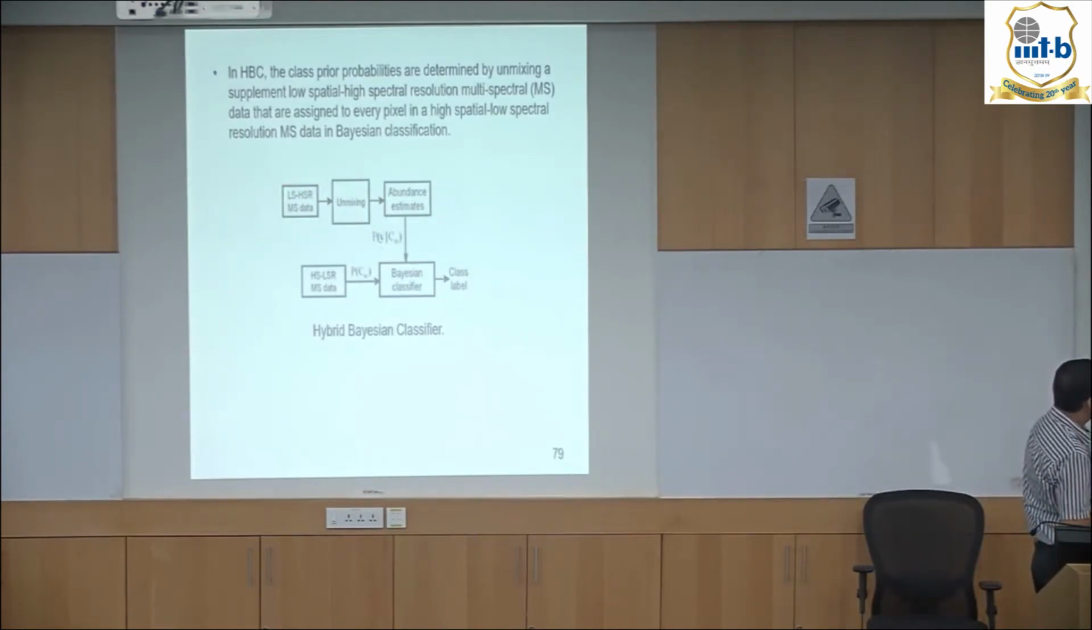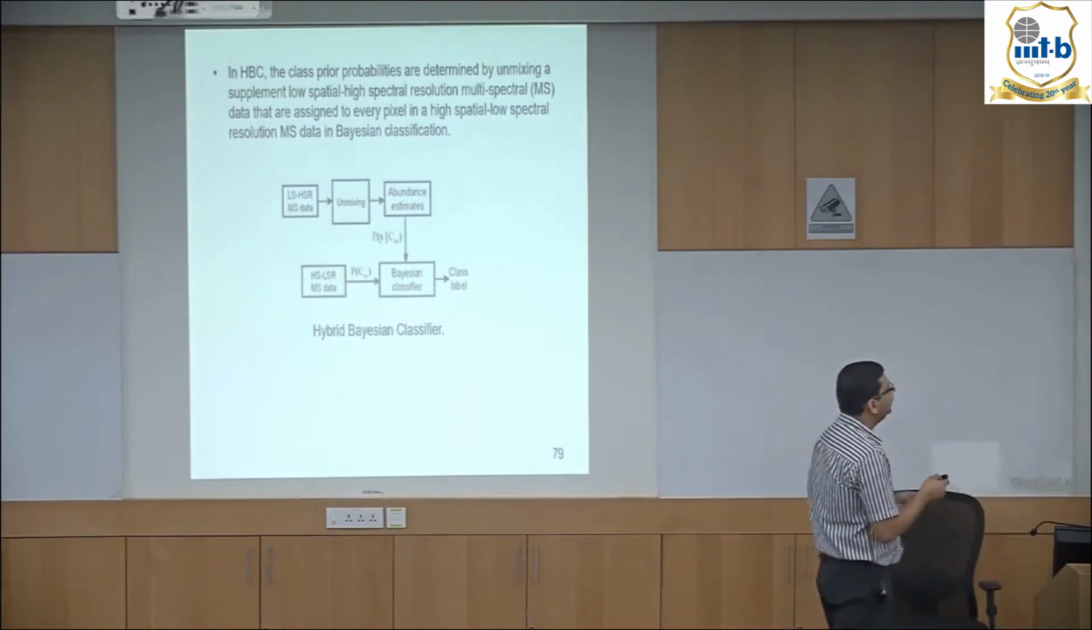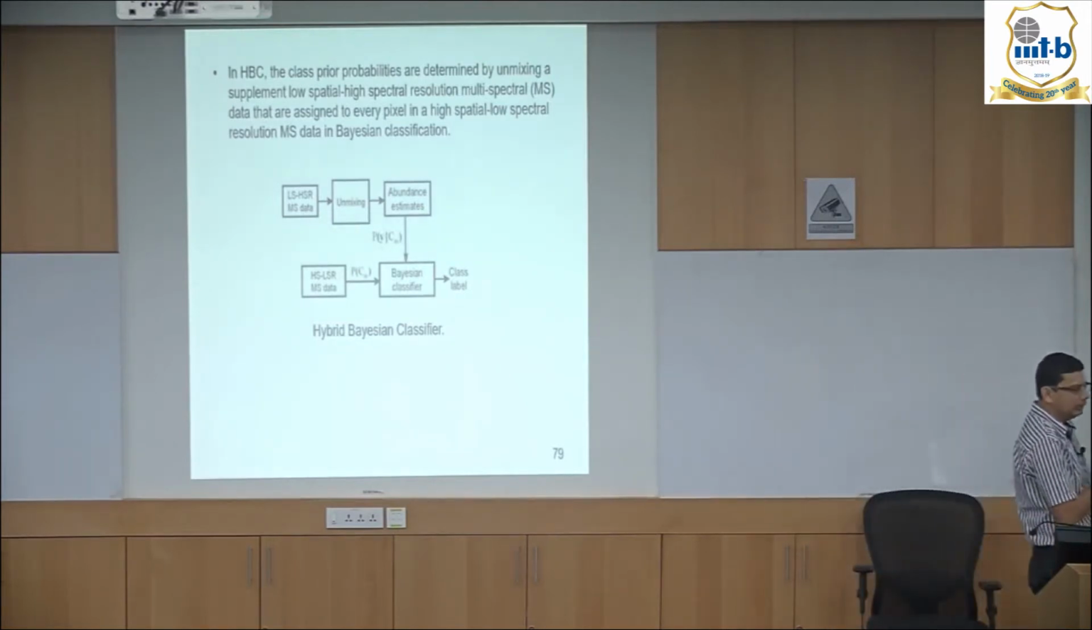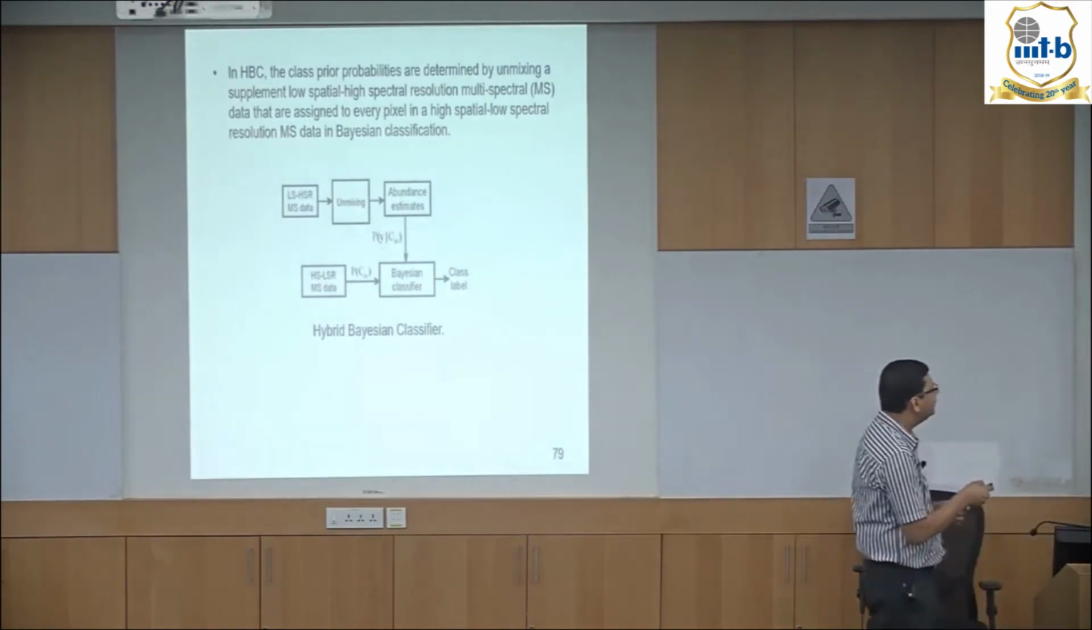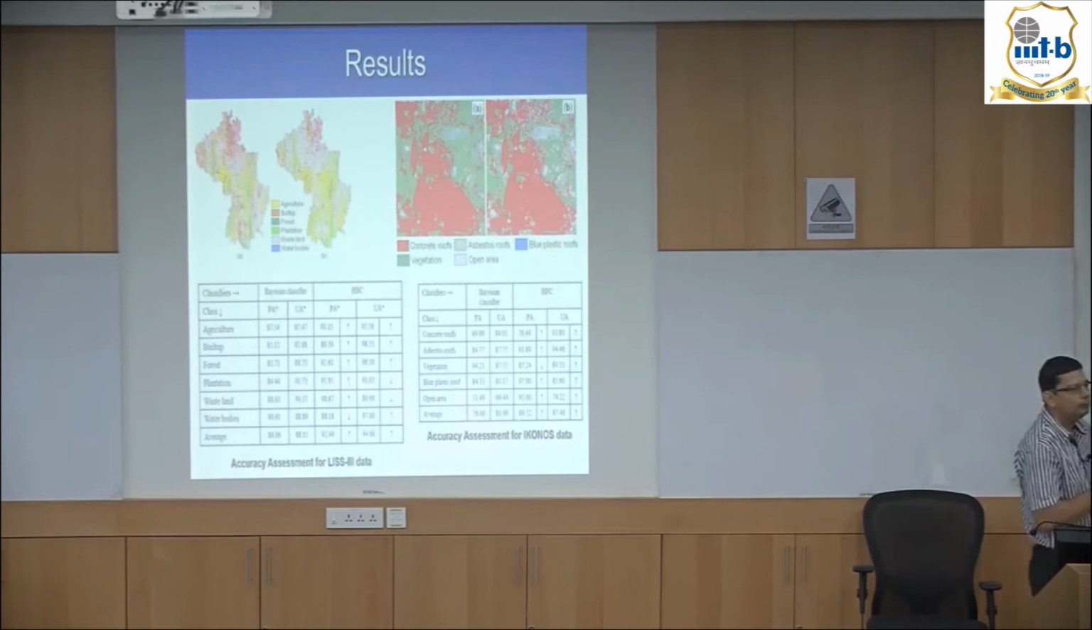What we did is, this is high resolution data. This is the posterior probability which we have collected from the ground for each of the classes. And this is the low resolution data. We unmix it using the techniques discussed here, and we get the abundance map. This abundance is treated as prior probability. So posterior probability is obtained from the ground, prior is obtained from the unmixed image, and we found that this new method called hybrid Bayesian classifier actually performs better.